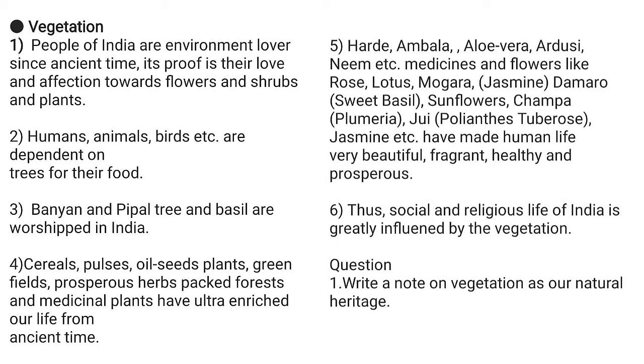Harde, amla, aloe vera, ardusi, neem, etc. These are the things which are used as medicines, and flowers like rose, lotus, mogra, damaro, sunflower, champa, jui, jasmine. These are the different flowers which have made human life very beautiful and fragrant. Fragrant means having a sweet smell. Healthy and prosperous. Now see the sixth point.